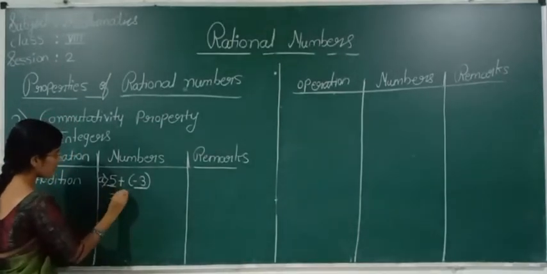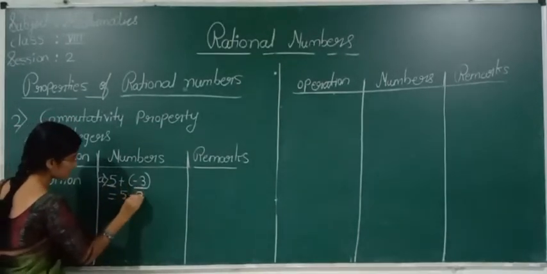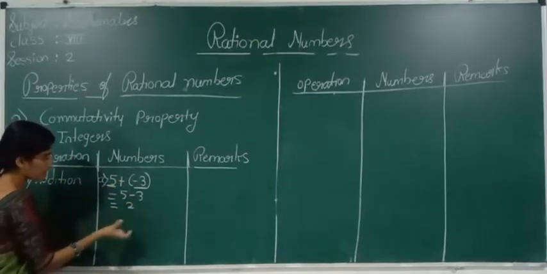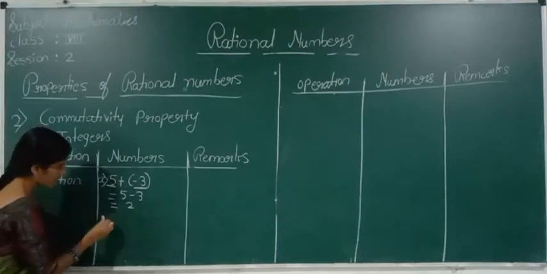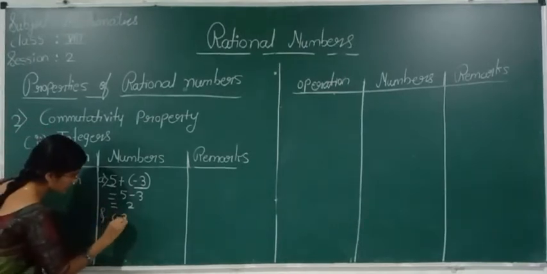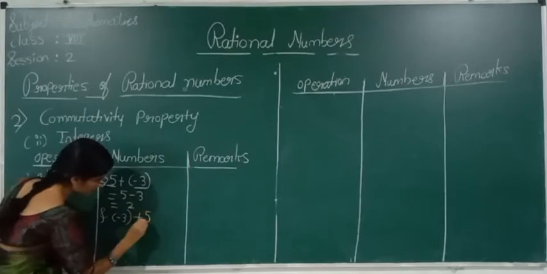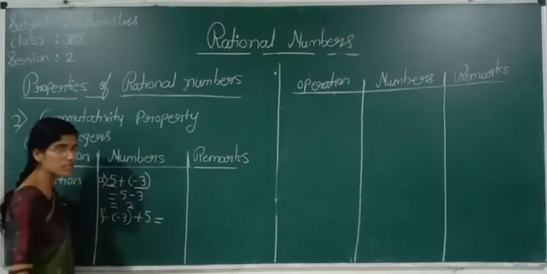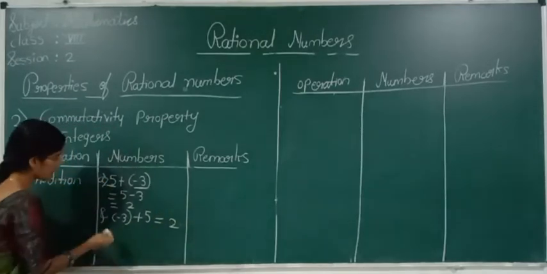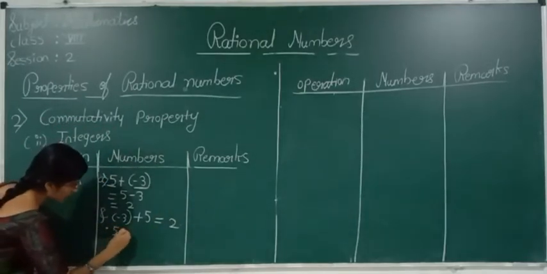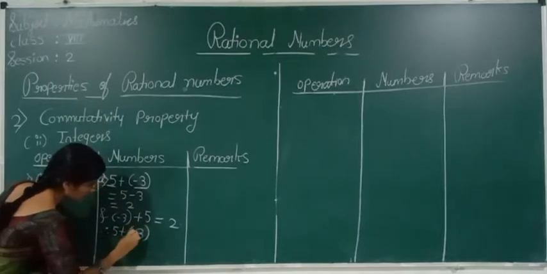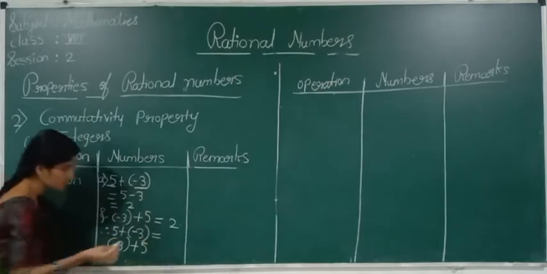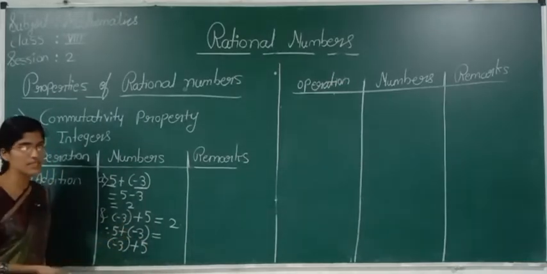See here, 5 plus minus 3 is 5 minus 3, which is 2. This is a plus b. Now we will check for b plus a, that is minus 3 plus 5. What answer will we get? Minus 3 plus 5 is 2. Therefore, 5 plus minus 3 is equal to minus 3 plus 5. Yes or no? We are getting the same answer.